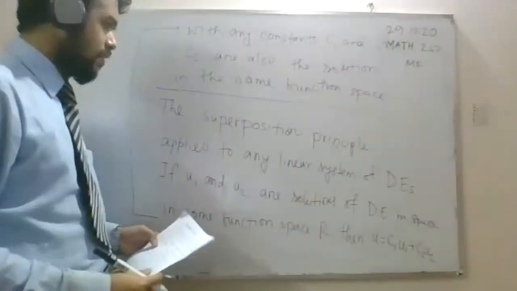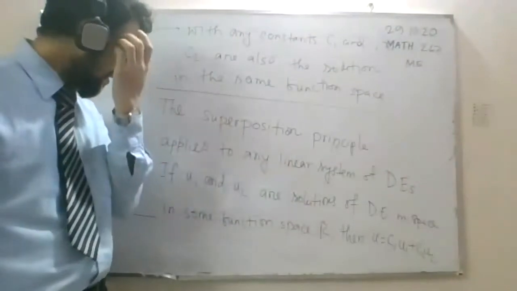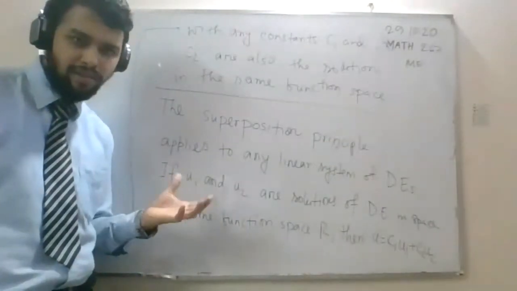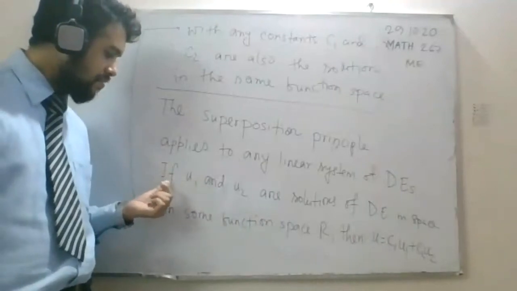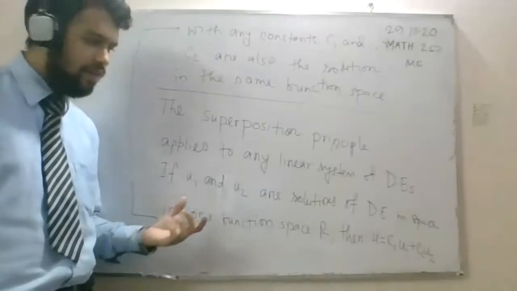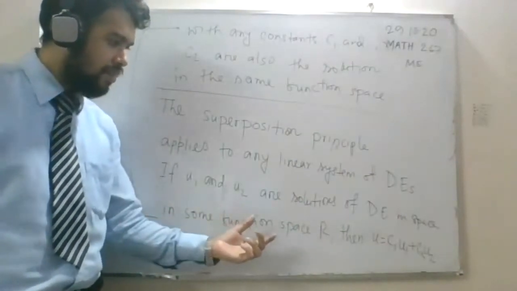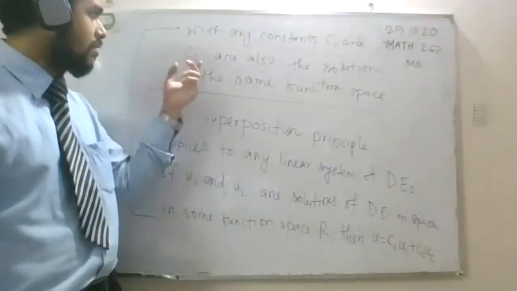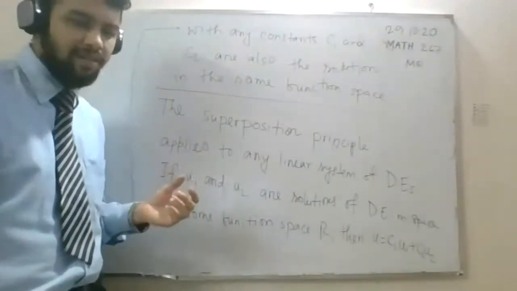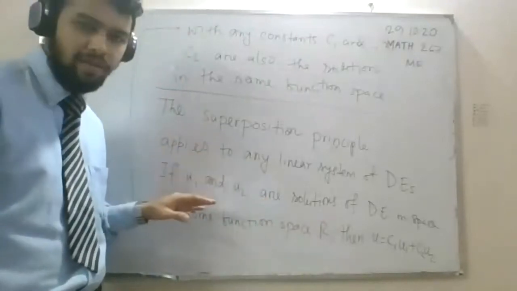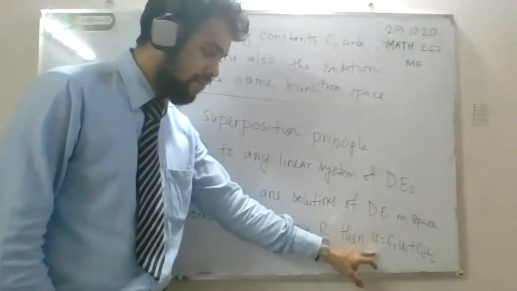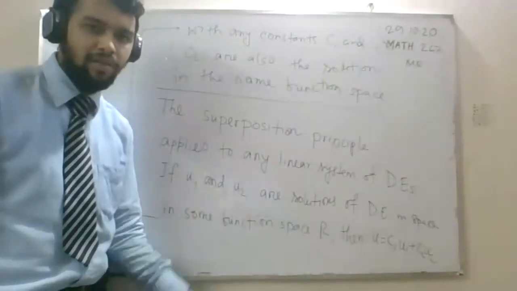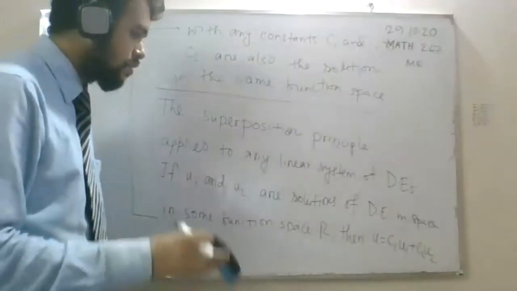This will be applied in any linear system of differential equations. We use the separable variable method, and also if u1 and u2 are solutions of our equation, then the function u equals c1 u1 plus c2 u2, with any constants c1 and c2, is also a solution of the same equation. So if u1 and u2 are solutions, we can write that u equals c1 u1 plus c2 u2 is also a solution. Okay, so this is our superposition principle.